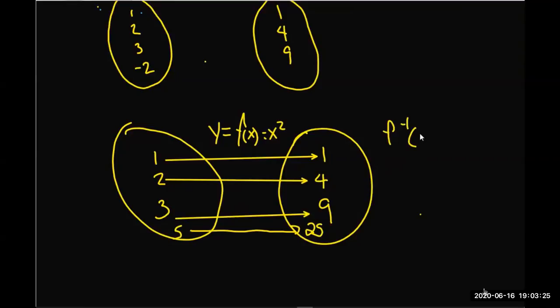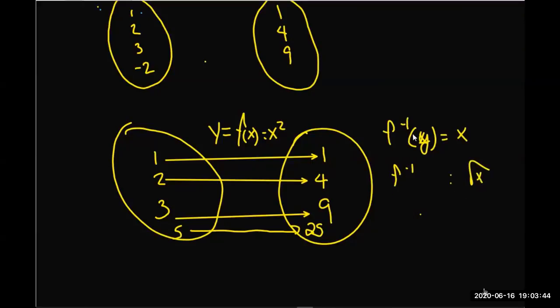I guess we want to write y equals x. What is this function though? So I think it's pretty clear that f inverse is the square root of x.